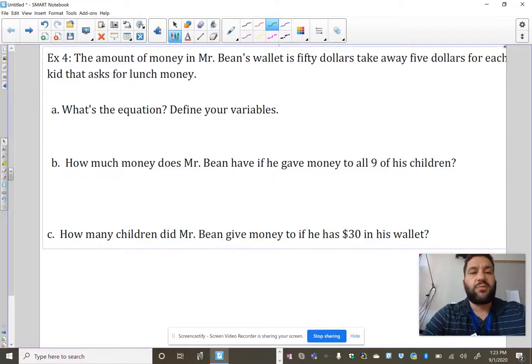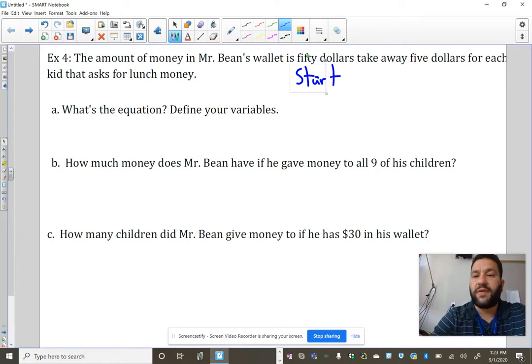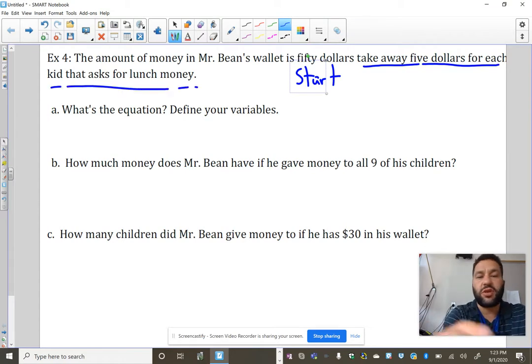Today, let's start class with a word problem. Example 4 is our first example, and it says the amount of money in Mr. Bean's wallet is $50. Take away $5 for each kid that asks for lunch money. So as we go through the problem, we want to ask ourselves, what is our starting value? And as you can see, we start with $50. And we take away $5 for each kid that asks for lunch money.